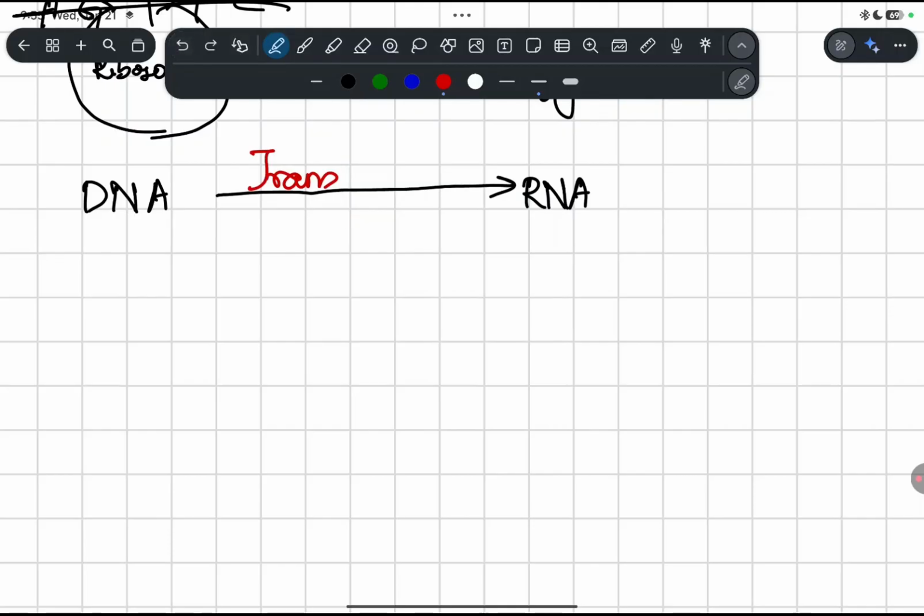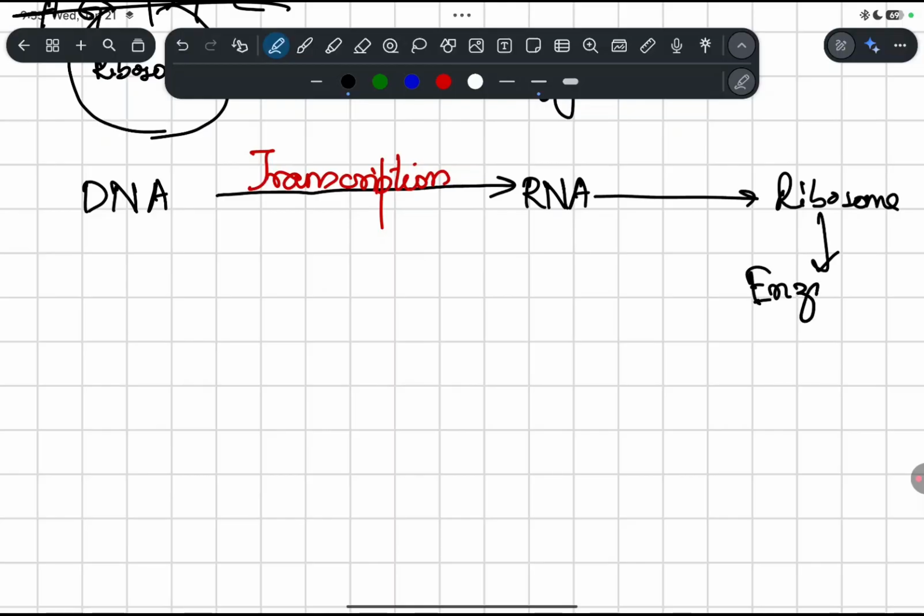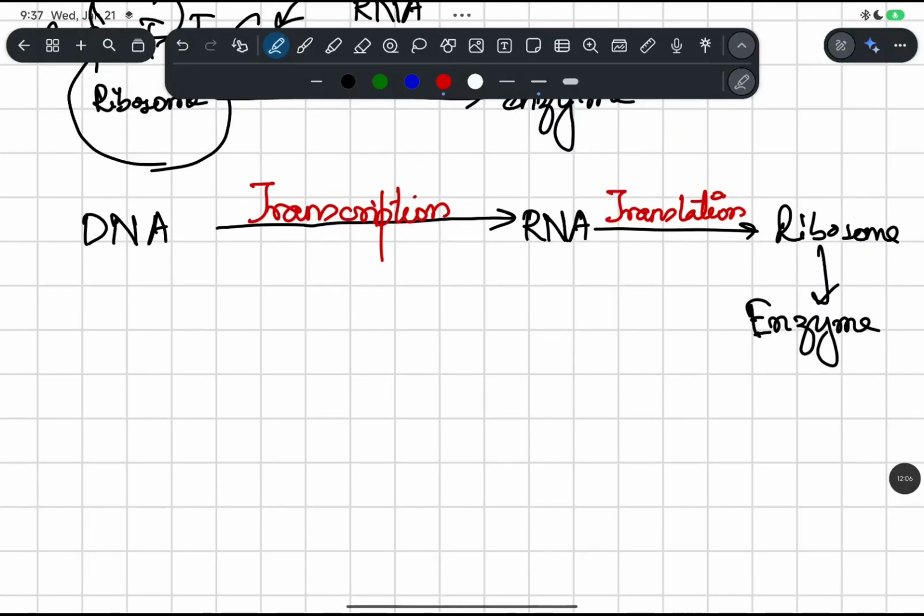And from RNA to ribosome, and finally forming an enzyme, this is known as translation. So I hope that was clear. This is how DNA controls everything, and that is why it is called the brain of the cell.